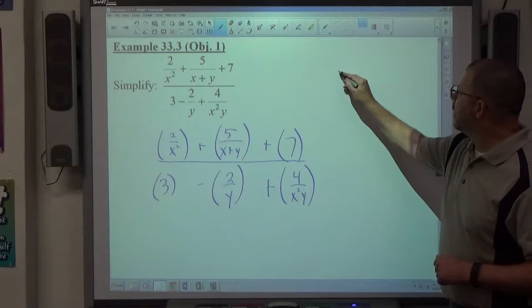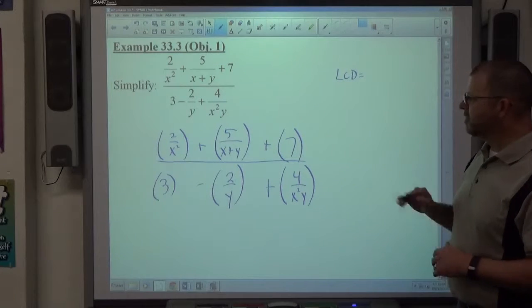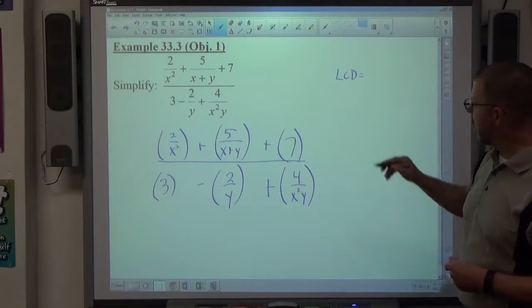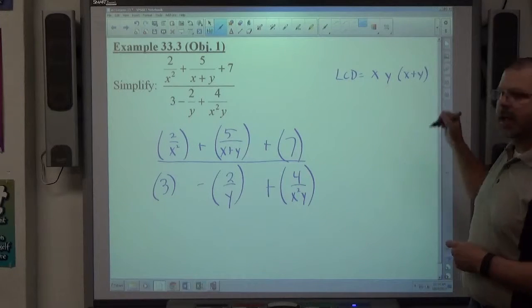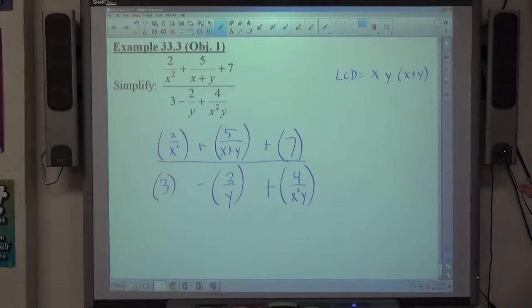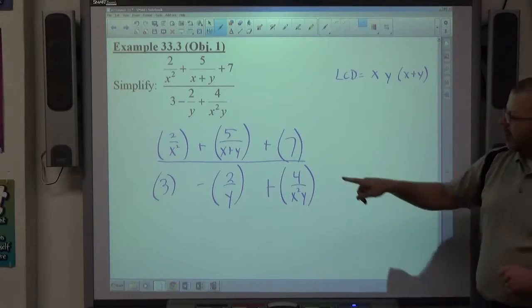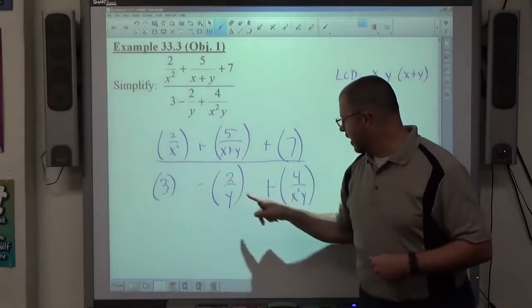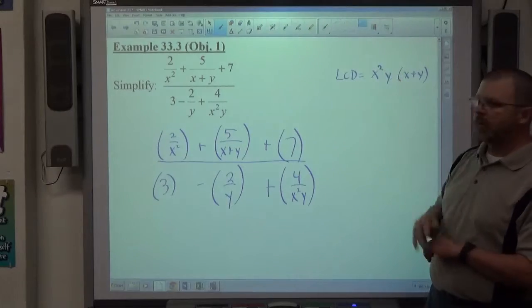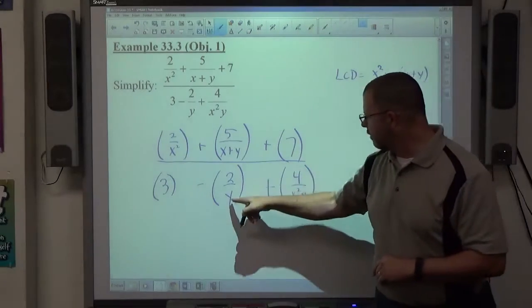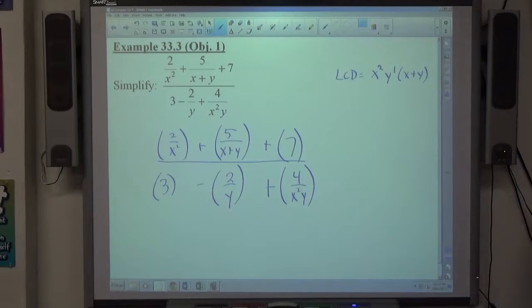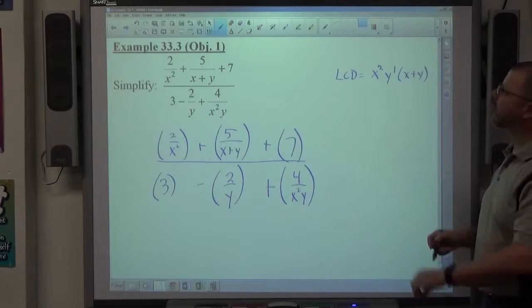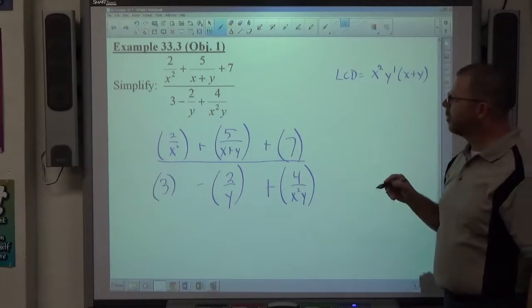The least common denominator is made up of all the types of denominator pieces. We have x's, we have y's, and we have x plus y's. Again, x plus y does not match x or y, it's its own object. X plus y is to the first, x is to the second. Always take the highest one. Y is to the first. So x squared y, x plus y is the least common denominator of this whole thing. So that's what I need to multiply every term by. Again, there's 6 terms, so I've got to do 6 multiplications.